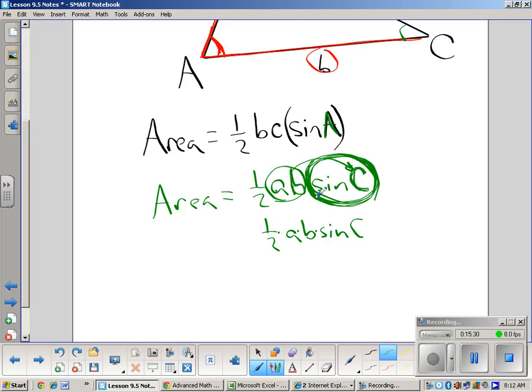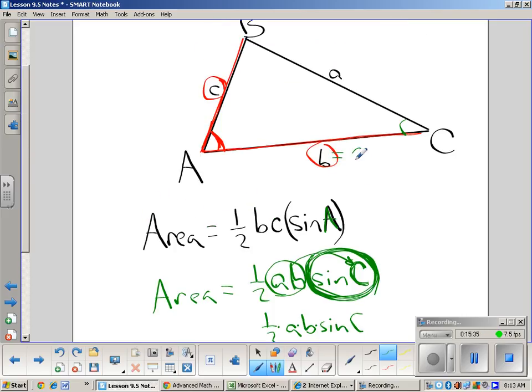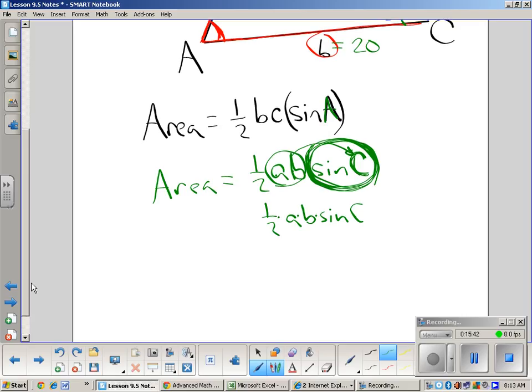Let me just plug in some what ifs. Let's say this was 20 and this was 19 and this was 30. Then I would get 1/2 of 19 times 20 times 0.5, which is what the sine of 30 is. And so I get 95, right? All right?